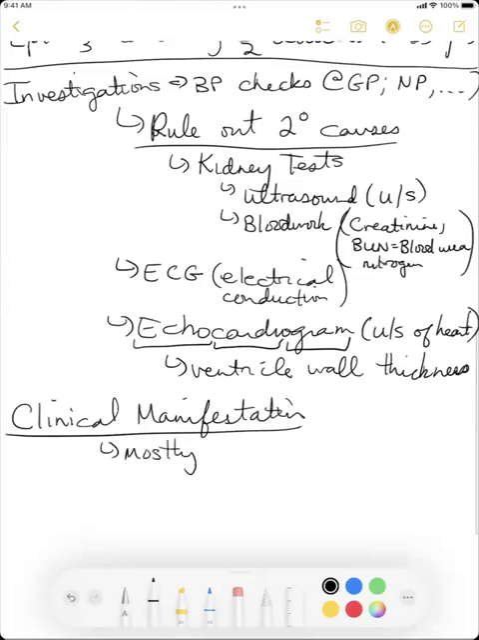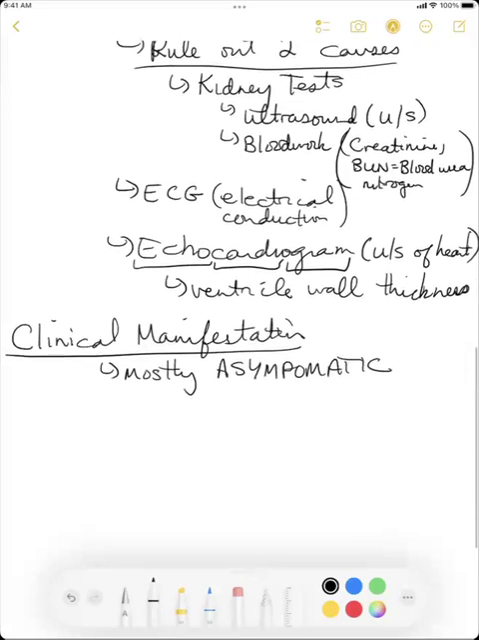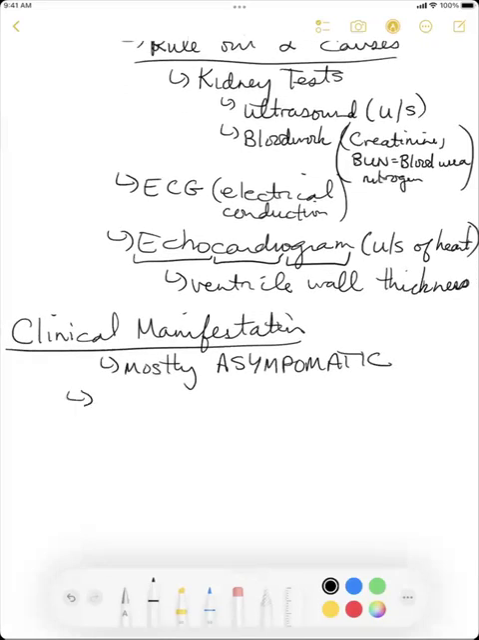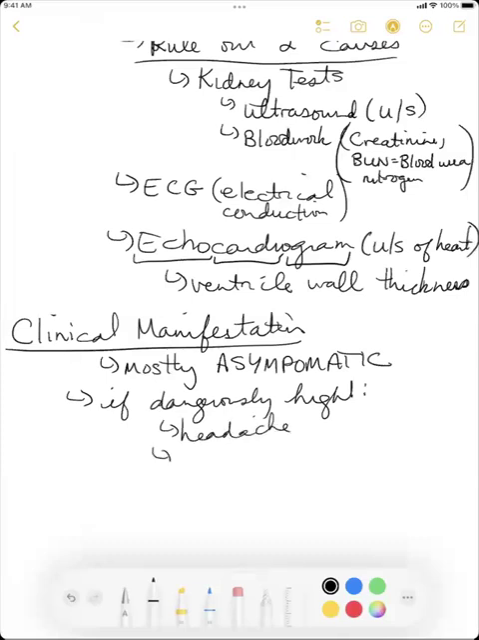Mostly asymptomatic. If blood pressure is extremely high, and I'm talking about dangerously high, it could result in a headache. It could result in blurry vision.